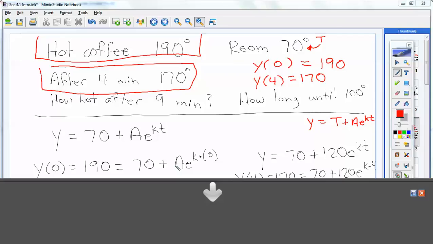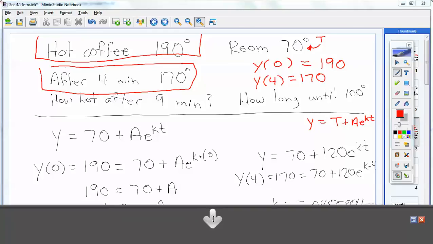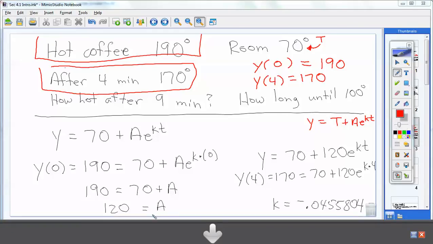Where do we put the 0 here? Little t, right? We put the 0 in for little t. That's going to give you e to the 0, which is 1. And then you're going to have A plus 70 equals 190. So what's A? A ends up being 120. Now it's 70 plus 120 makes the 190, so there is a connection to the 190. Okay? So A is 120.